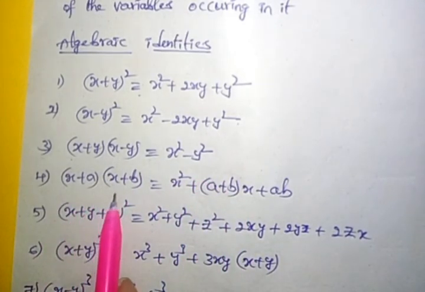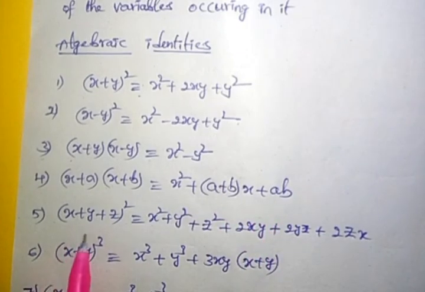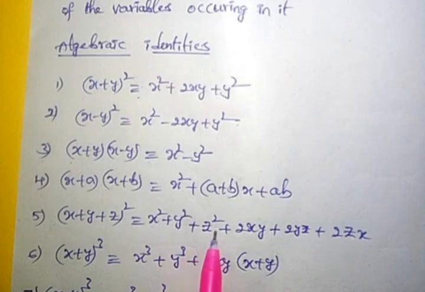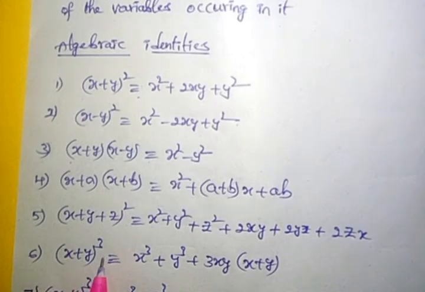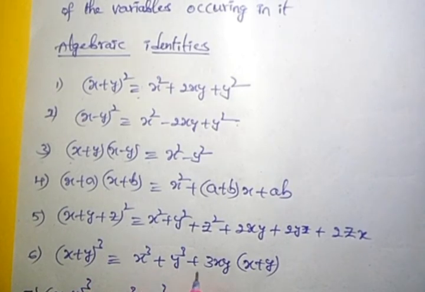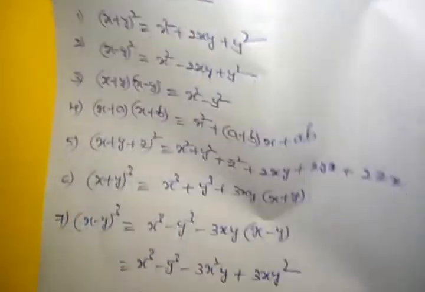Fourth one, x plus a into x plus b equal to x square plus a plus b into x plus ab. Fifth one, x plus y plus z whole square equal to x square plus y square plus z square plus 2xy plus 2yz plus 2zx. Next one, x plus y whole cube equals x cube plus y cube plus 3xy into x plus y. Next one, x minus y whole cube is identically equal to x cube minus y cube minus 3xy into x minus y.